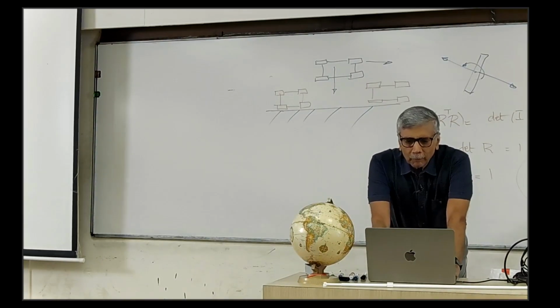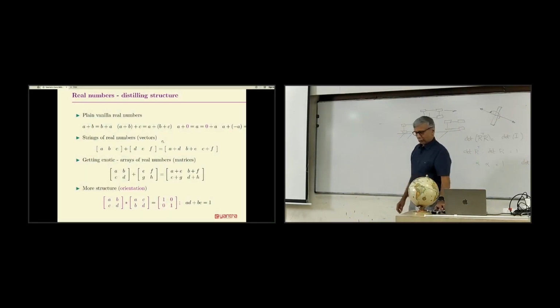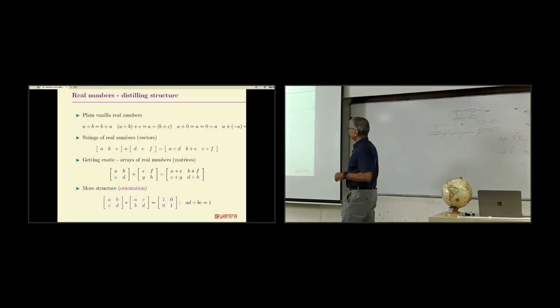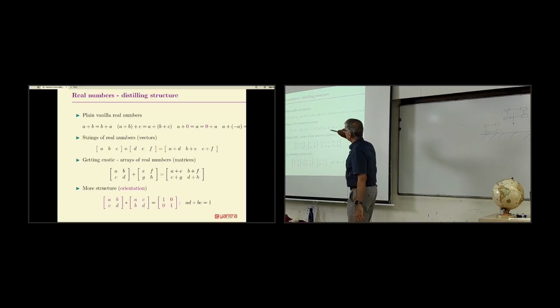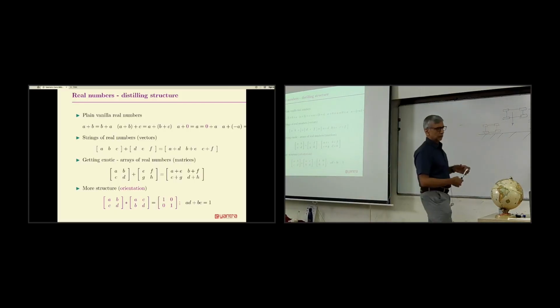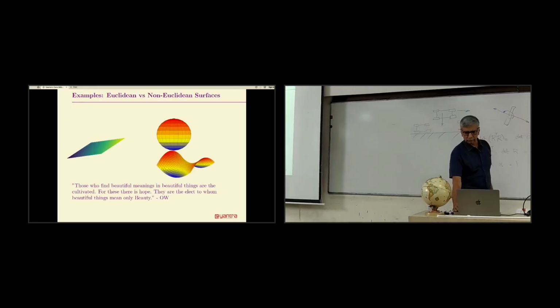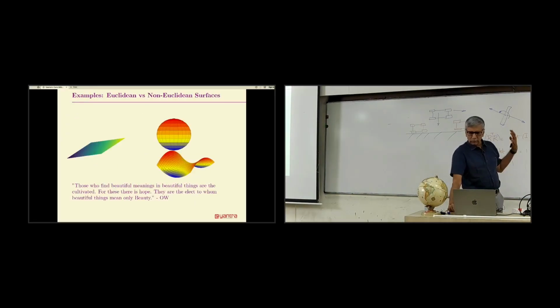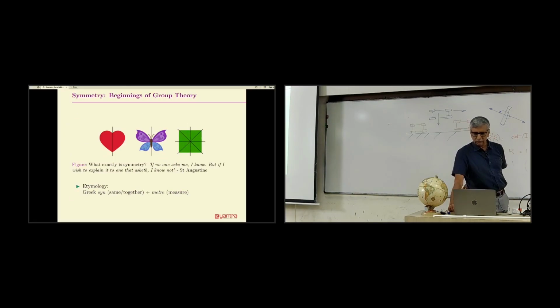Okay. So let me quickly go through this. I have 10 minutes more. So plain vanilla real numbers, strings of real numbers, arrays of real numbers, and then you impose conditions on real numbers as we did to rotations, right? Okay, so these are non-Euclidean surfaces.